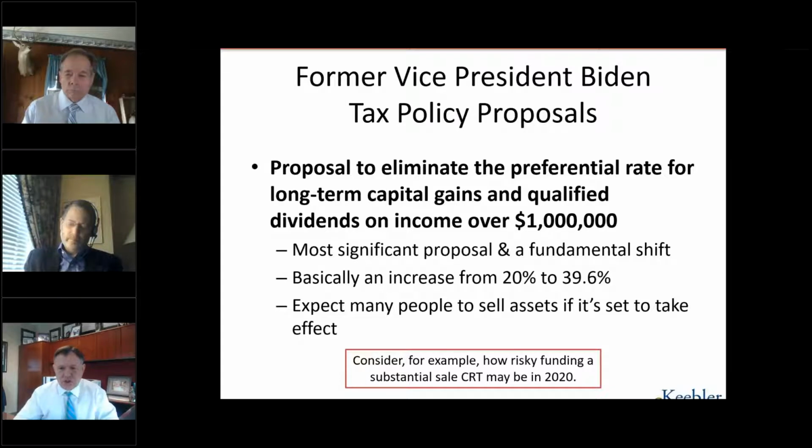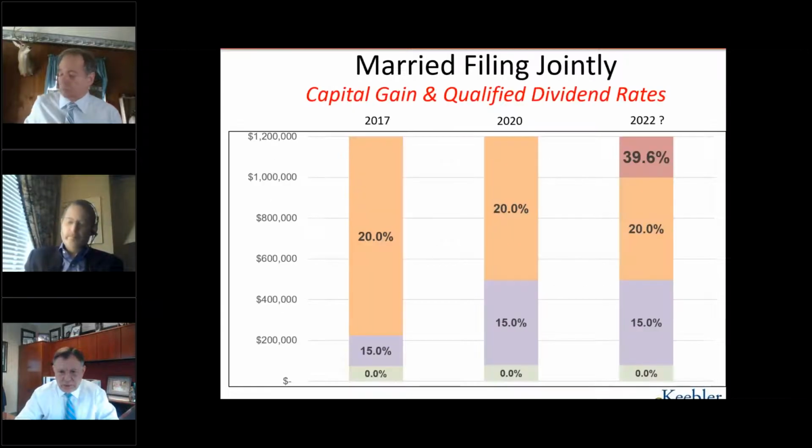The next page is just a quick snapshot of how this would look. Look at the upper right-hand corner, please. Once you hit $1 million, the rate on capital gains and qualified dividends becomes 39.6%.